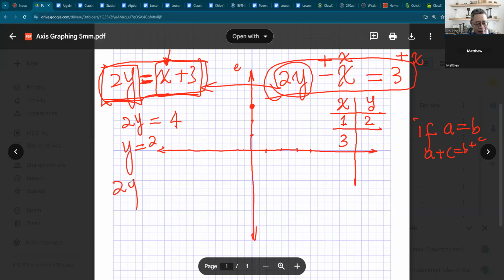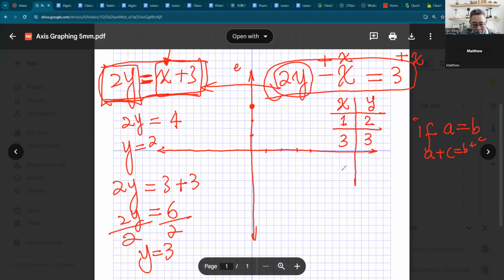Then we got 2y equals 3 plus 3. Now this side will equal 6. Now 2y equals 6, then we divide by 2, then y equals 3, right? Okay, we got 3.